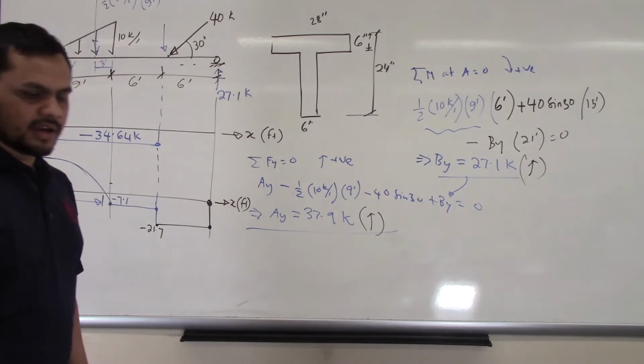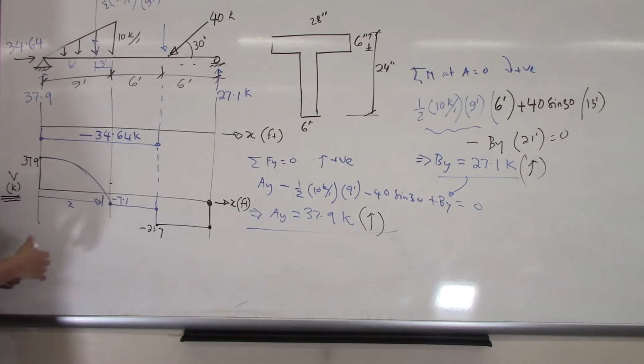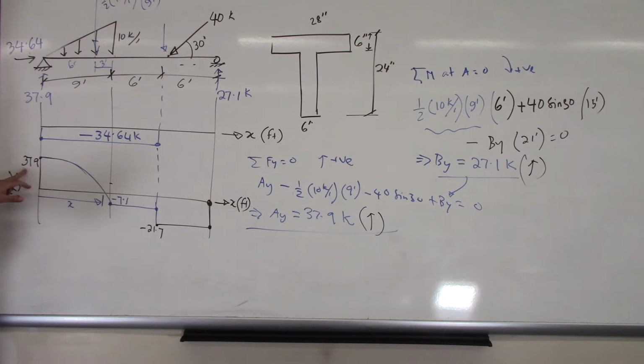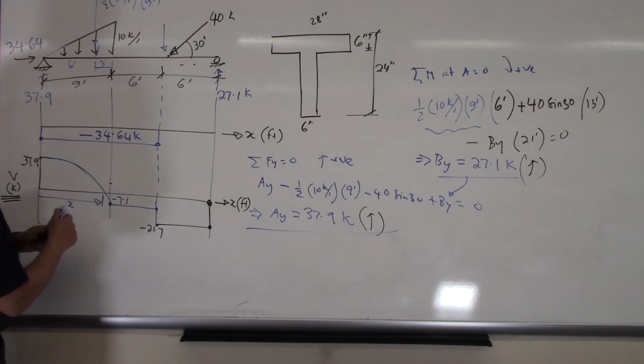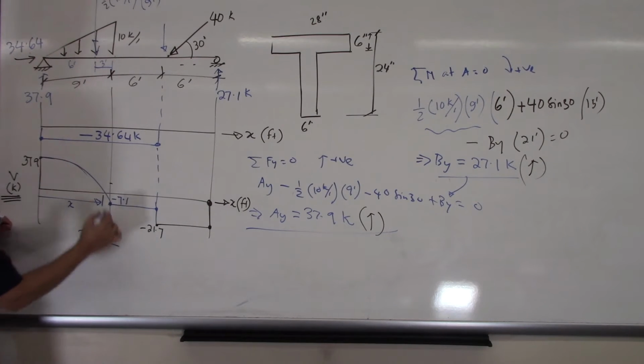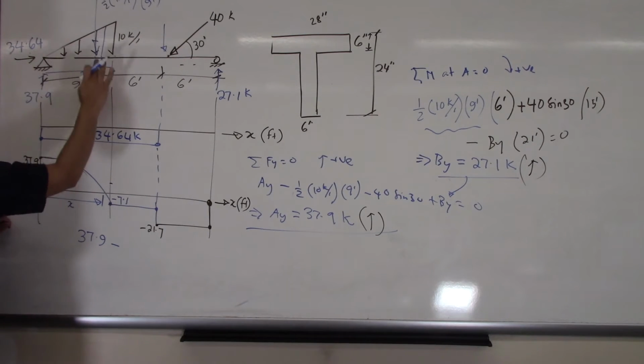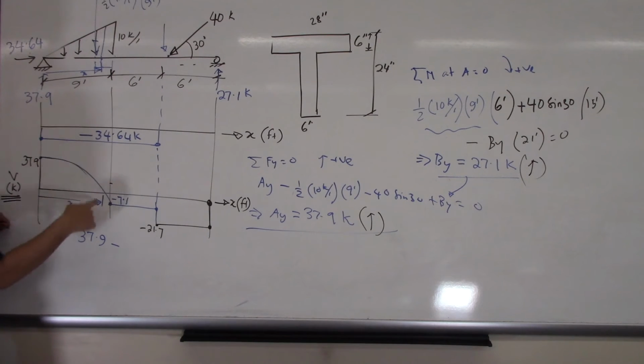Then we will draw the bending moment diagram. Oh, before that, this point is very important. How to find it? The way I find it is, I had a value of 37.9. After going some distance, my value is 0. Say this is my x. So after going x distance, my value becomes 0.